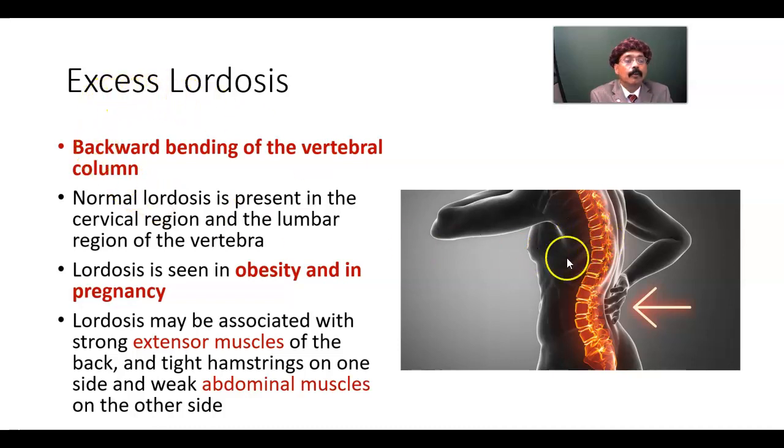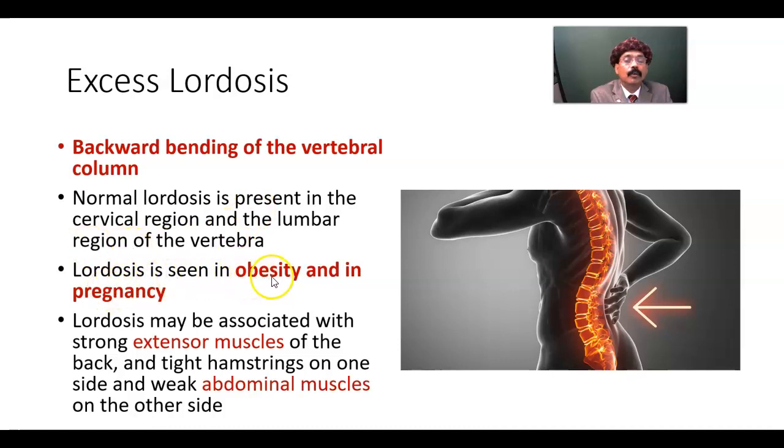This is lordosis here. What is that? Backward bending of the vertebral column. This happens in the lumbar region mostly. So scoliosis mostly affects the thoracic region. The lumbar region is affected by lordosis. Normal lordosis is present in the cervical region and lumbar region of the vertebra, as we discussed, when the baby likes to raise the head, or when the baby starts walking or standing.